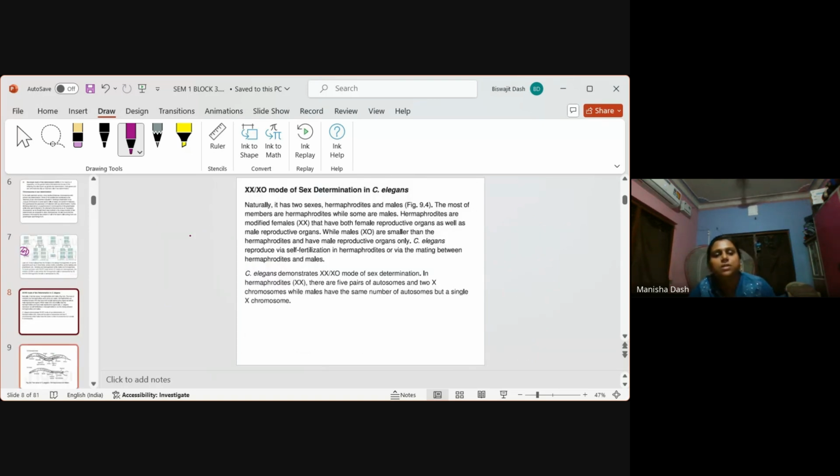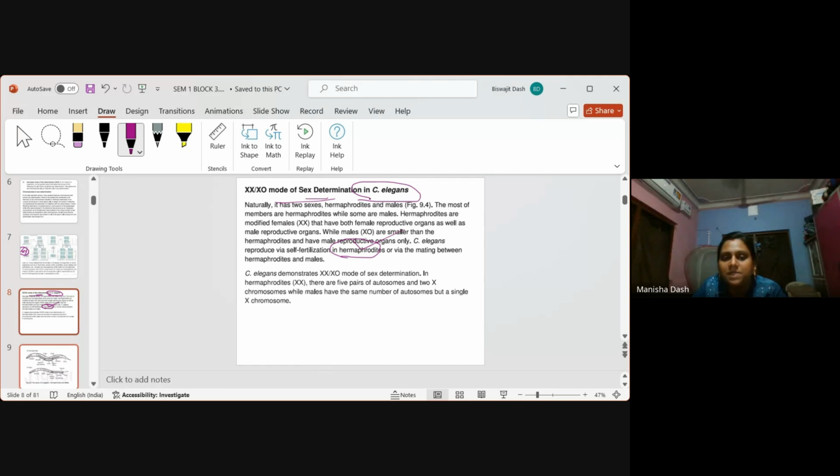Then coming to C. elegans. So this is a worm. Here there is also a quite interesting pattern of sex determination. In this particular organism, there is no male and female, rather there is a hermaphrodite and there is a male. Hermaphrodite means an individual having both the male and female sex organs.